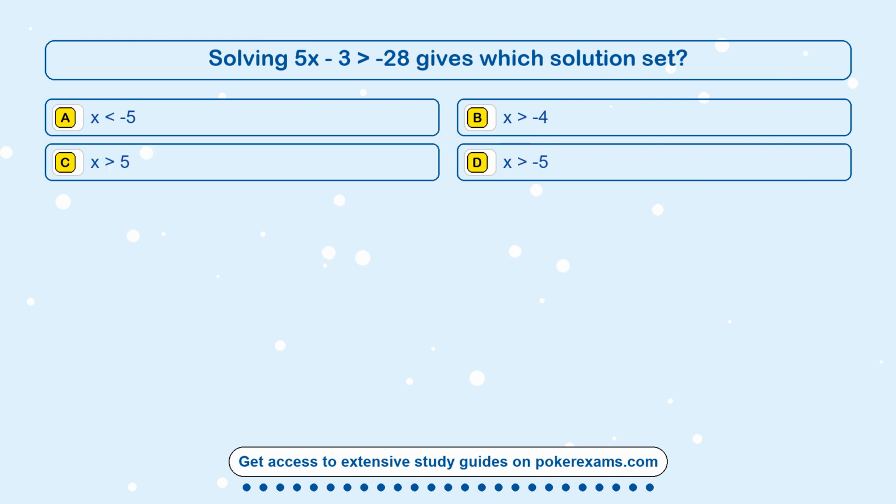Question 10. Solving 5x minus 3 minus 28 gives which solution set? Option A x minus 5. Option B x minus 4. Option C x5. Option D x minus 5.